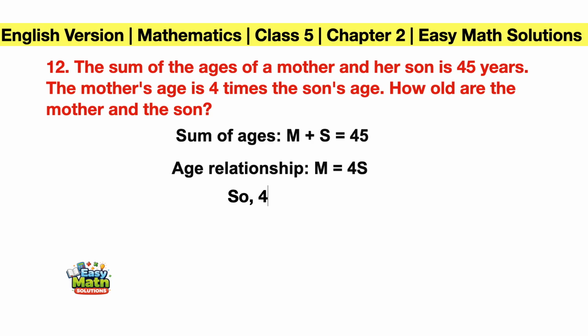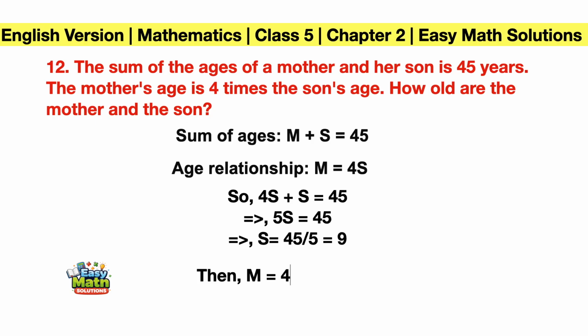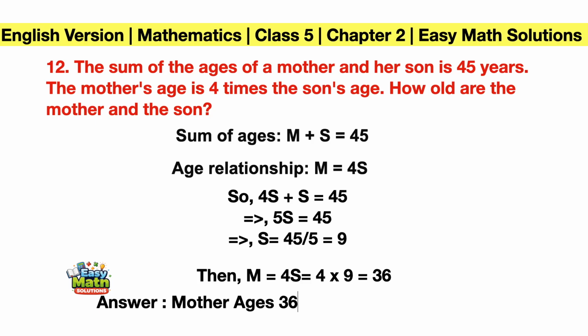Then we can write 4s plus s equal to 45, or 5s equal to 45, or s equal to 9. Then m equal to 4s, 4 into 9, 36. So mother is 36 years and son is 9 years.